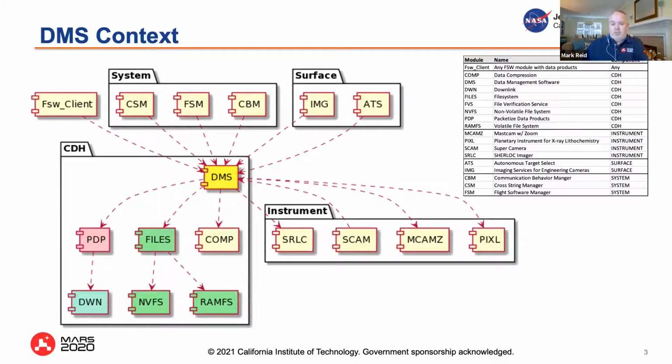Its interfaces up to other components, like the system component, where it interfaces with CSM, which is our cross-string manager, which lets us basically retrieve and access products on the other rover control electronics string. We have two physical hardware strings, and we could be the prime string retrieving data across, from the cross string for downlink.